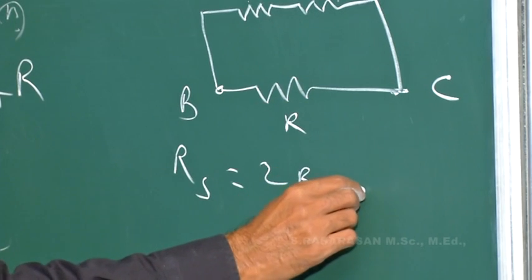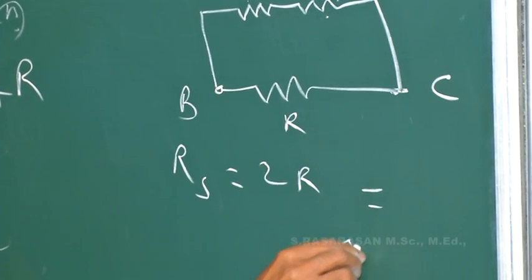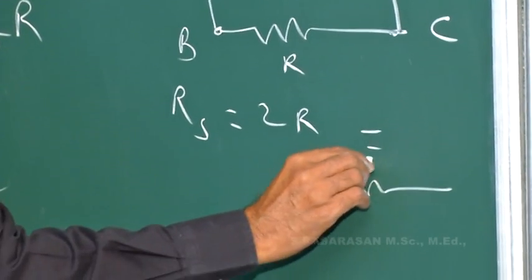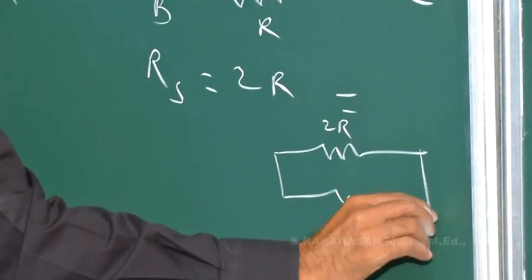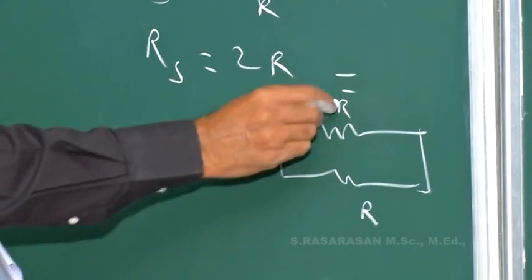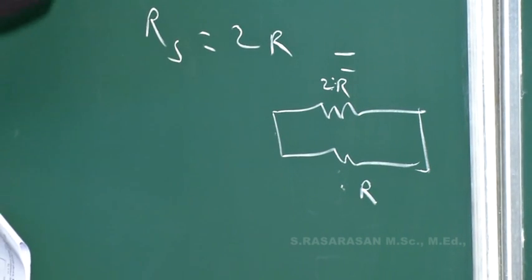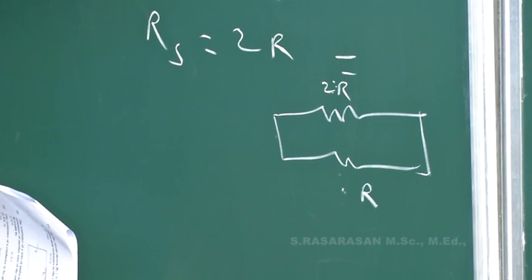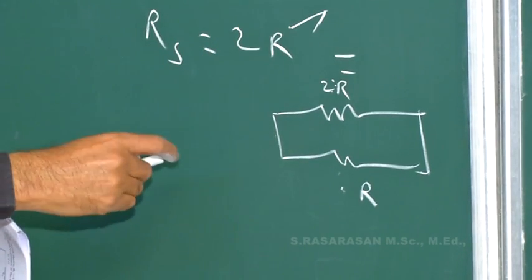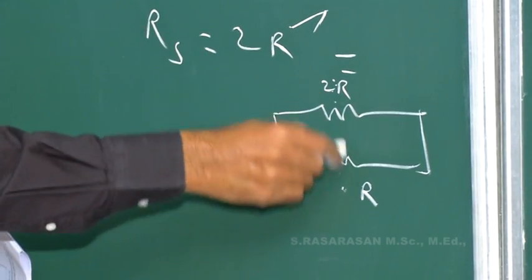We can reduce this diagram like this. This is one resistor, how much? 2R. And this is one resistor, how much? It is R. Now these two are in parallel combination. About this resistor, these two are in series. You have calculated the net. Now the two are in parallel combination.